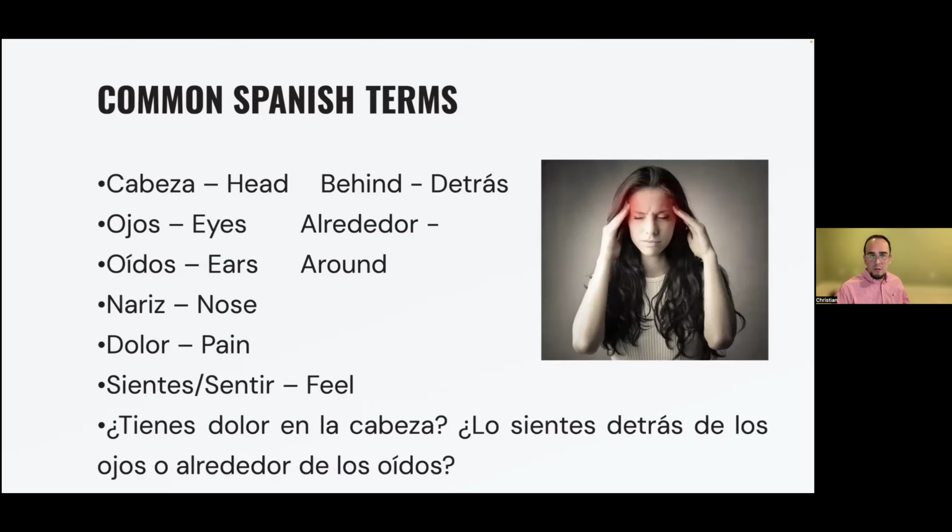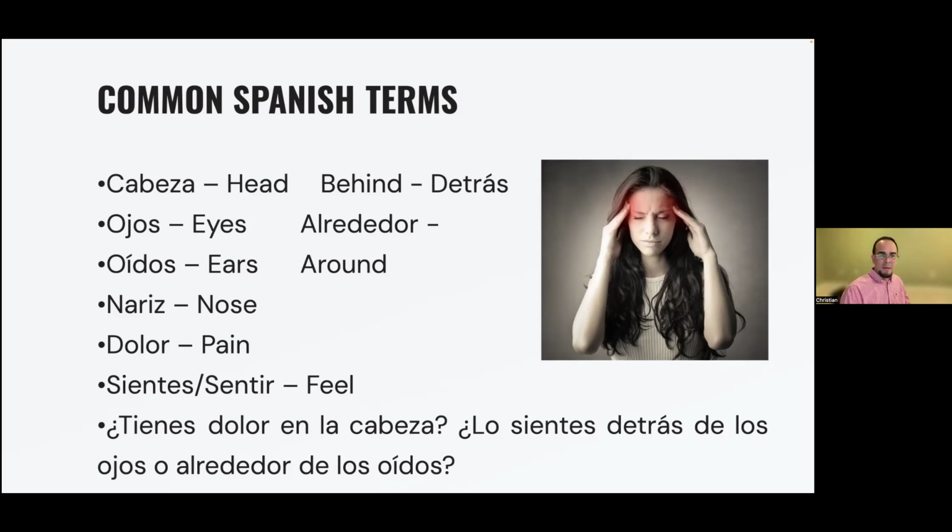So then we could get into some of the common Spanish terms that we could potentially use in the history taking. I know that the group has students at different levels in terms of their Spanish knowledge. So I wanted to bring simple Spanish as well as some things that may be more complex.